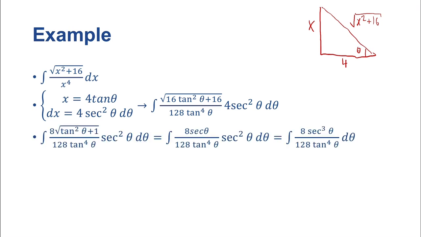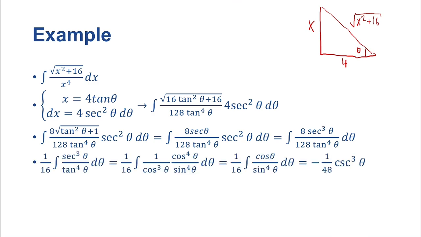So we're going to get the integral of 8 times the square root of tangent squared of theta plus 1 over 128 tangent to the fourth of theta times secant squared of theta d theta, which is equal to 8 secant theta over 128 tangent to the fourth of theta times secant squared of theta d theta. Okay, so now we can simplify this. This becomes 8 secant cubed of theta over 128 tangent to the fourth of theta d theta.